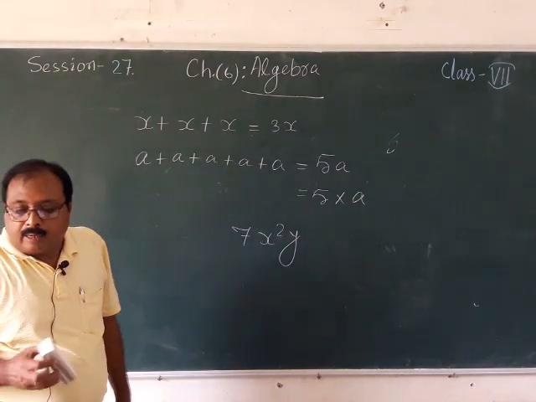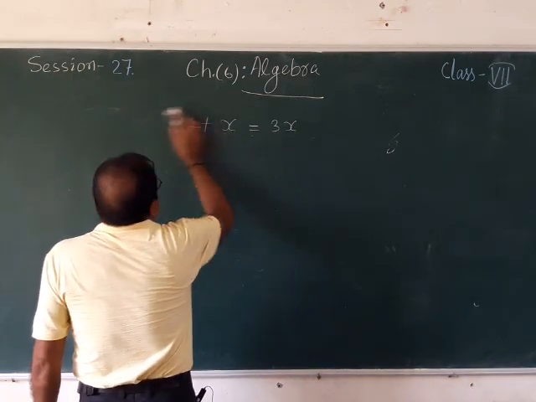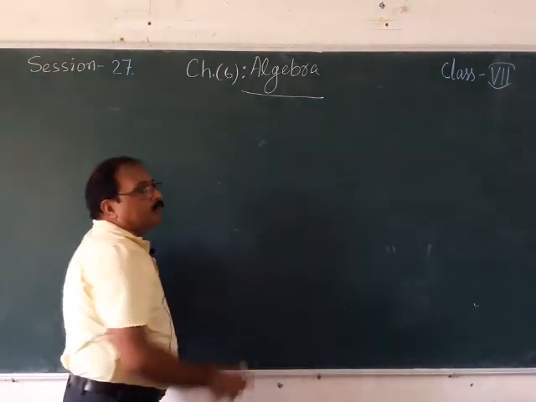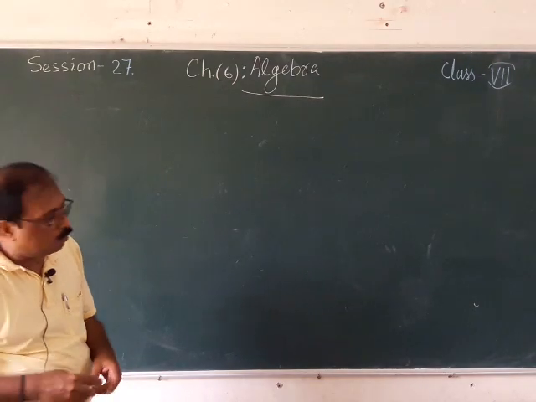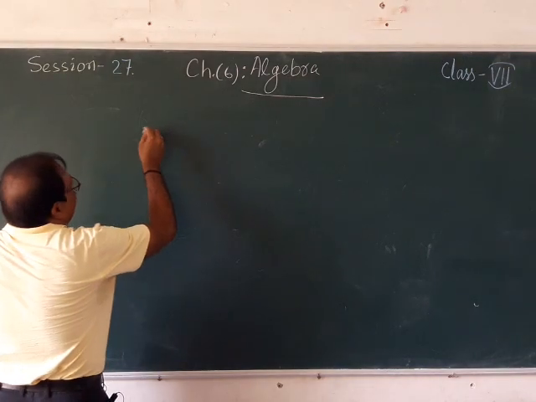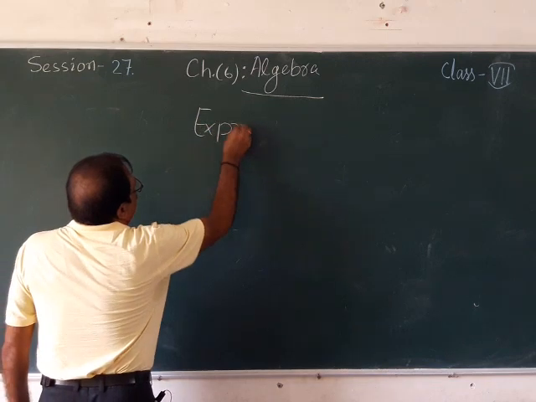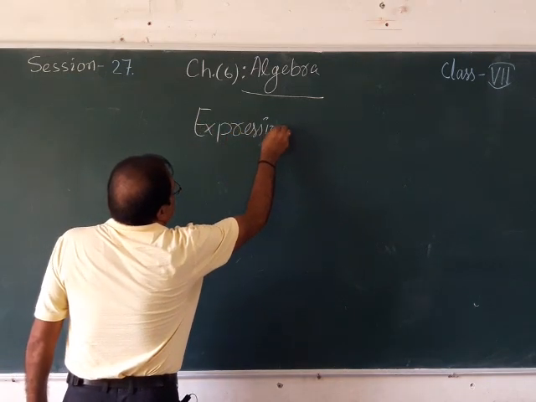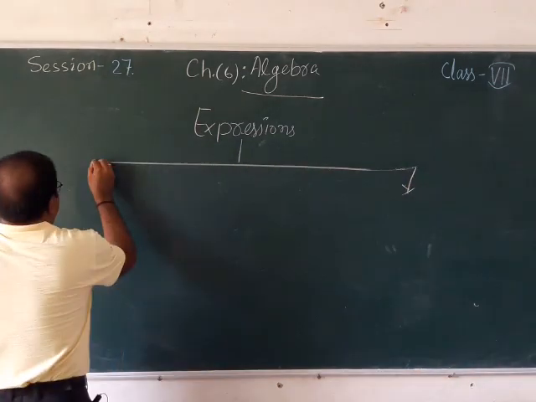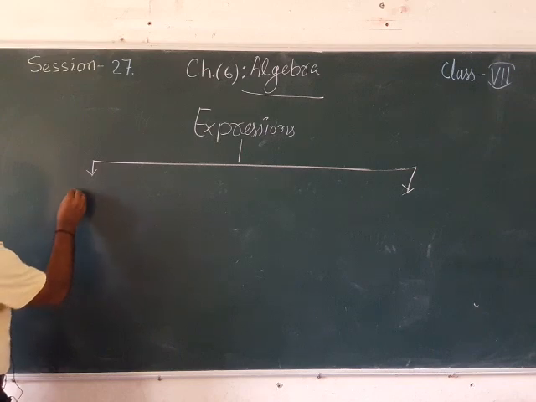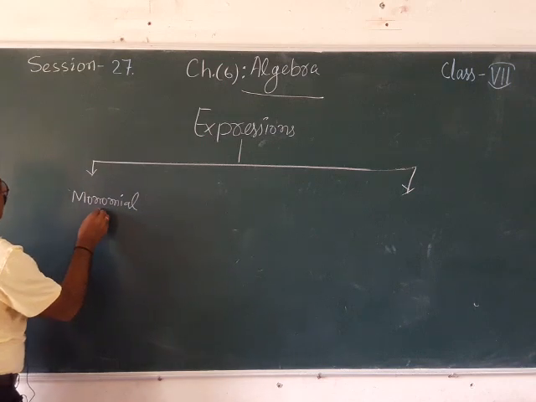Now, according to the number of terms, expressions are divided into monomial, binomial, trinomial, and polynomial. When I divide algebraic expressions, first of all, the expression having one term is called a monomial. Monomial means having only one term.